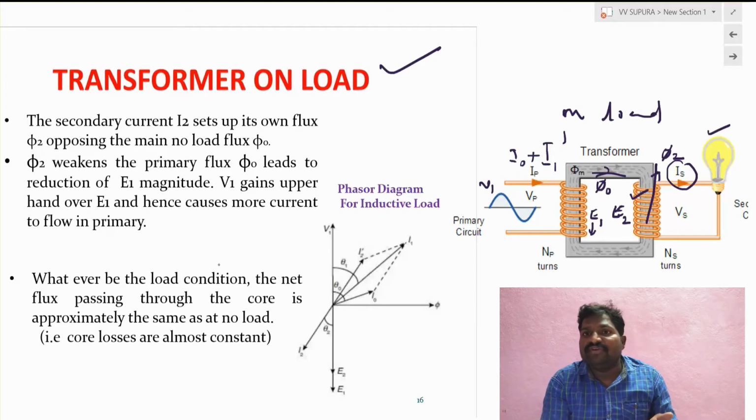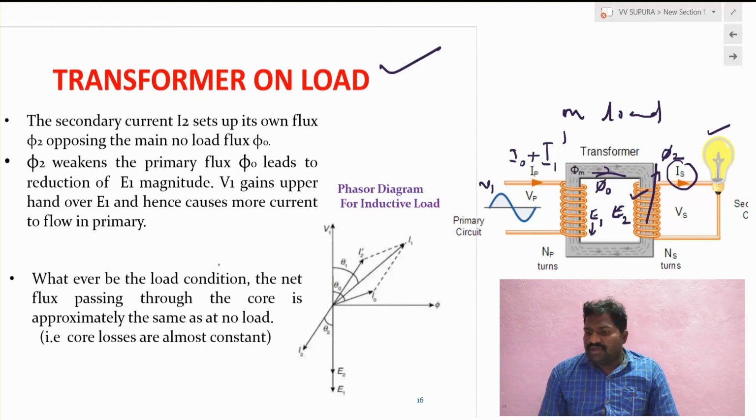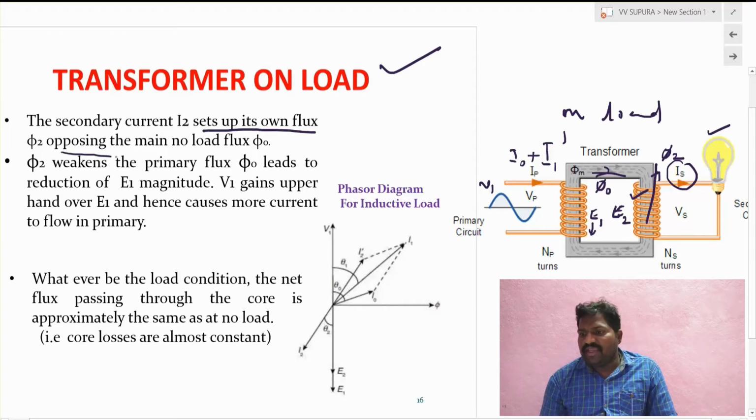How much amount of current will be drawn from the primary side? It has to supply whatever the amount of flux is reduced due to the I2. So it is very important. If you see here, the secondary current I2 sets up its own flux, phi 2, opposing the main no load flux phi naught. Phi 2 weakens the primary flux phi naught, leads to reduction of E1 magnitude, and V1 gains the upper hand over E1 and causes more current flow in the primary.